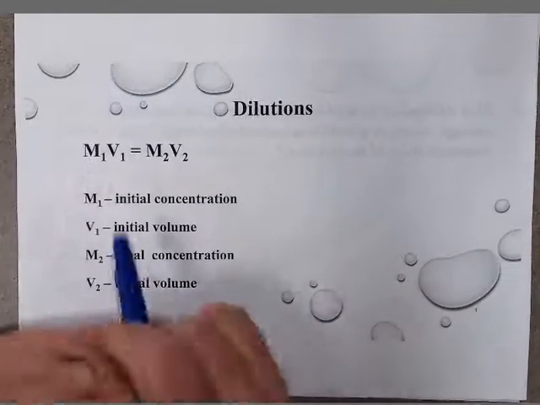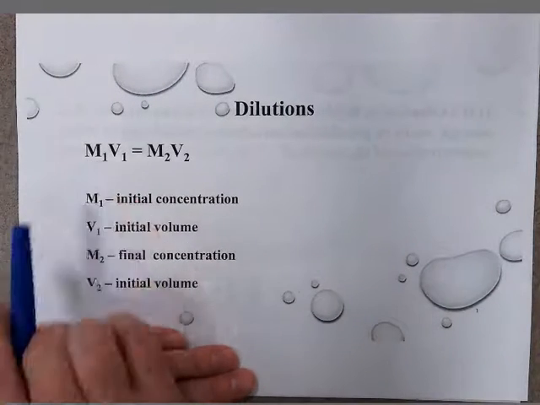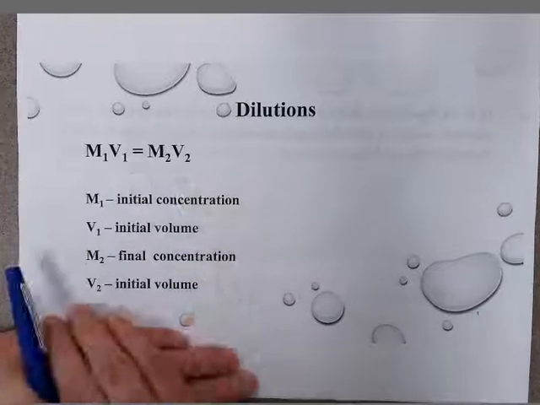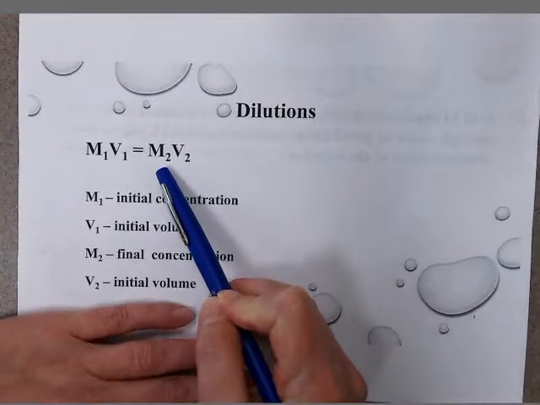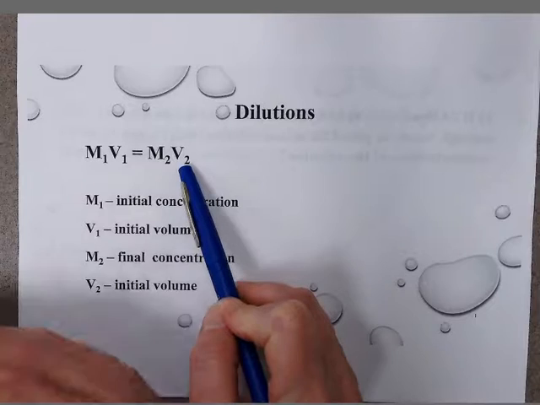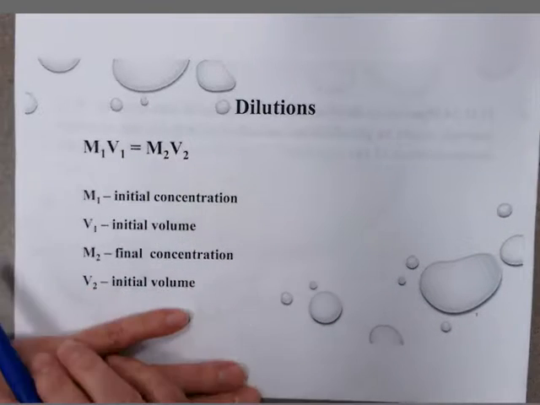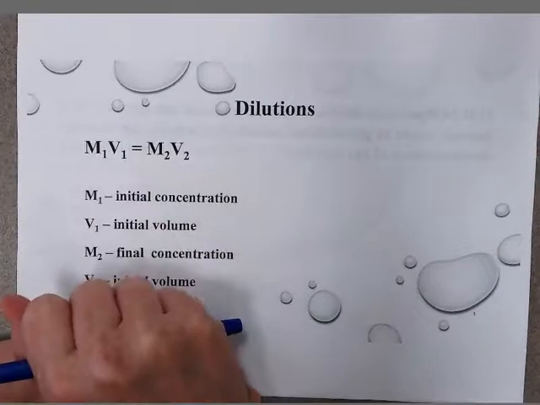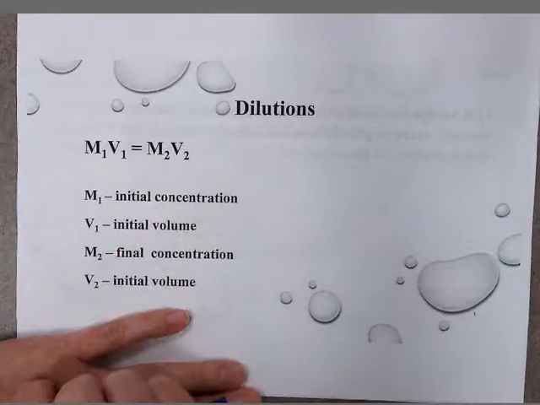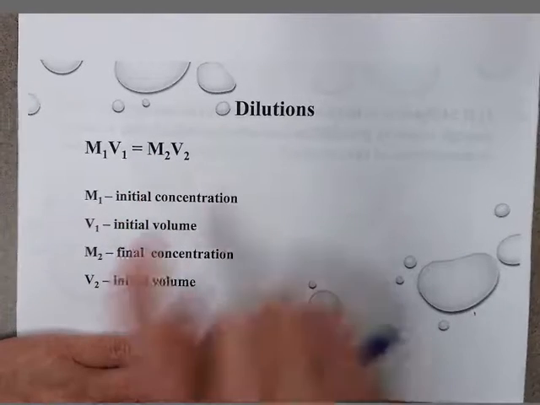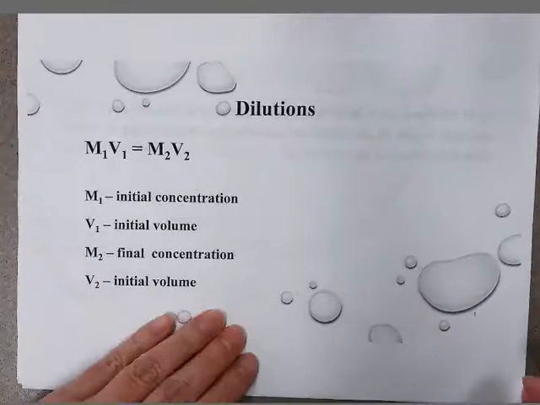Now, we can either find the initial concentration, or we can find the initial volume. We can solve for the diluted or new concentration, or the diluted or new volume. And that's what these are. This is a simple little algebraic expression where these two values are multiplied, and they have to equal these two values when multiplied. Okay? So that's the equation we're going to use, and all we're going to do is substitute and use a little algebra to solve.